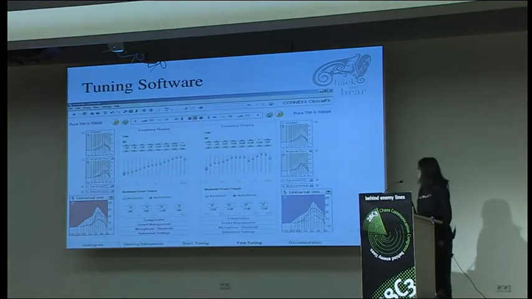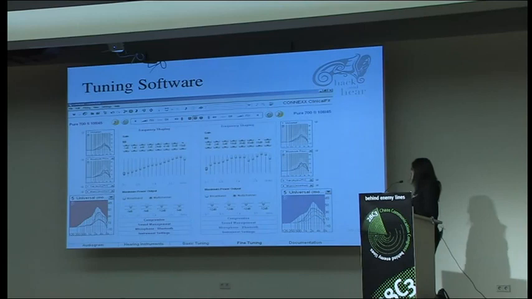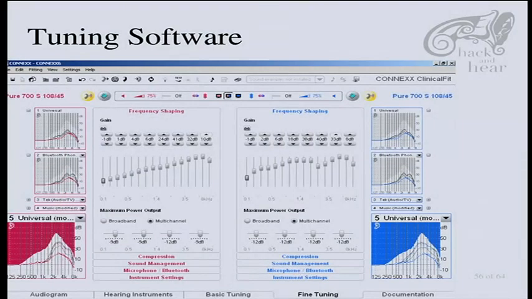The tuning software, I showed you some excerpts from it. This is just another screenshot. On the right side here, you see the different programs. So the universal one, here's one for music and one for the tech, if you work on that with that.